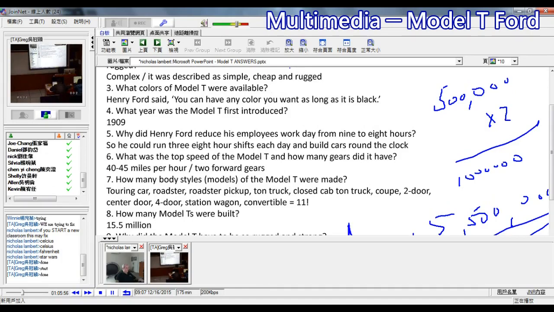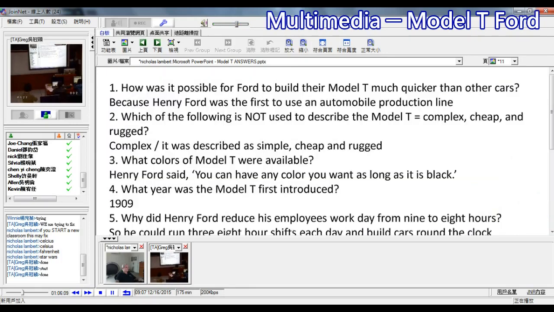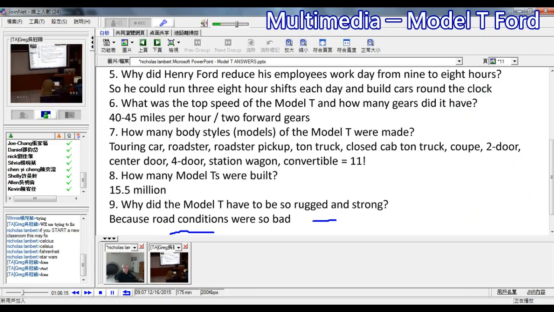All right. Why did the Model T have to be so rugged and strong? Hi, Nicholas. I'm Sylvia. It is because the country road is very terrible. That's right. The shocking road conditions. They've improved today because this was 100 years ago. But the Model Ts, there's still a few around actually in America. And they're worth quite a bit of money. But in those days they did not have roads that were smooth. There were big holes in them.